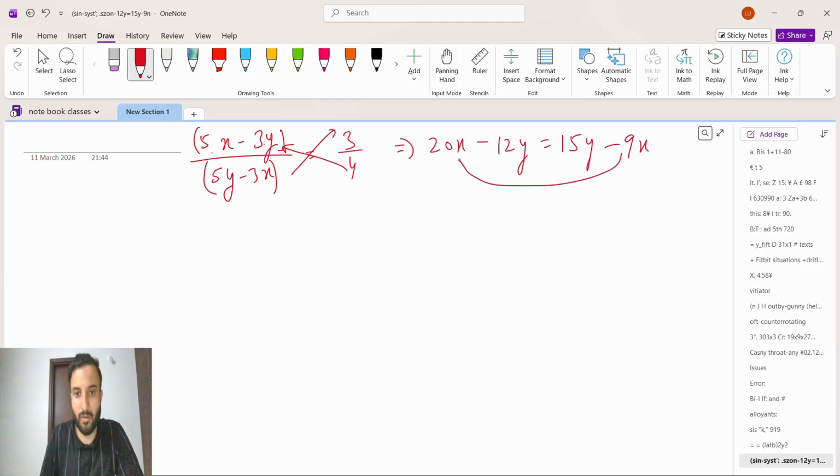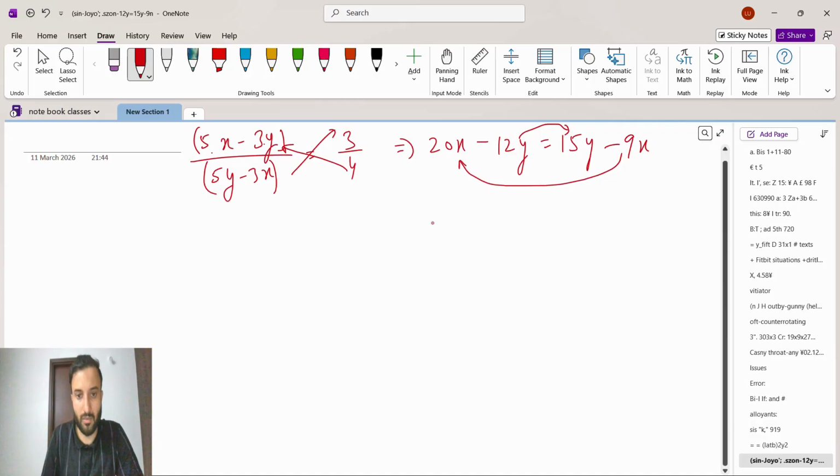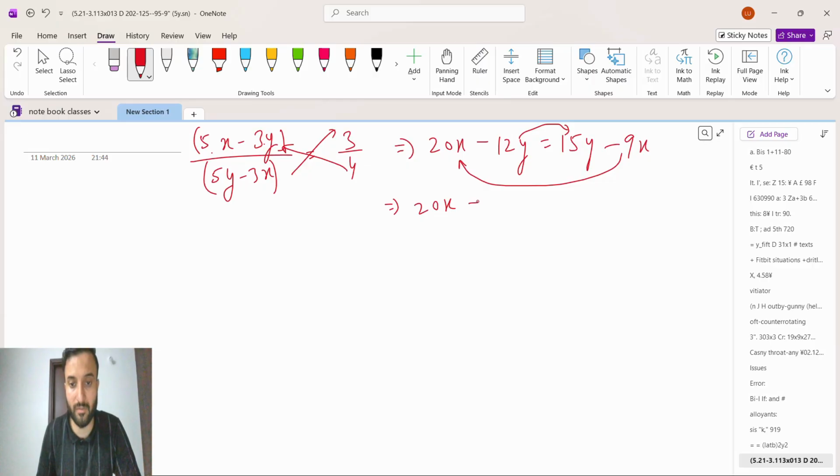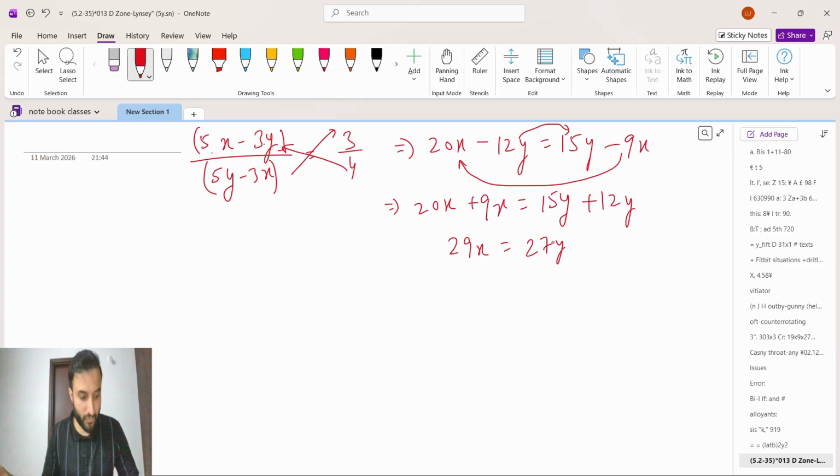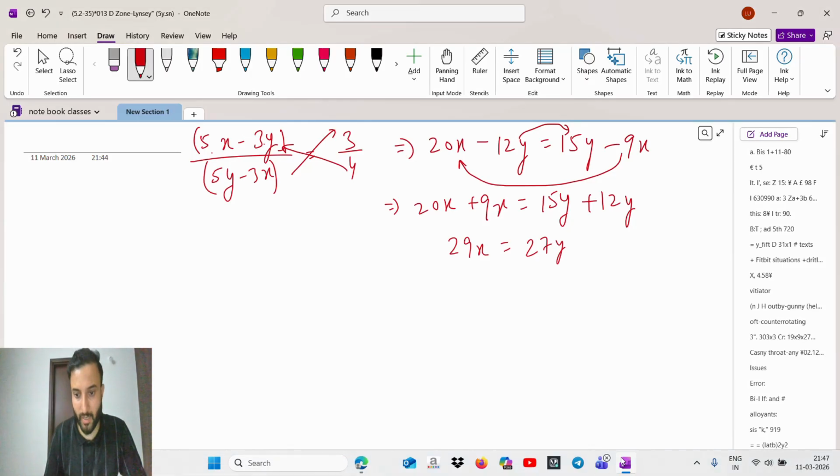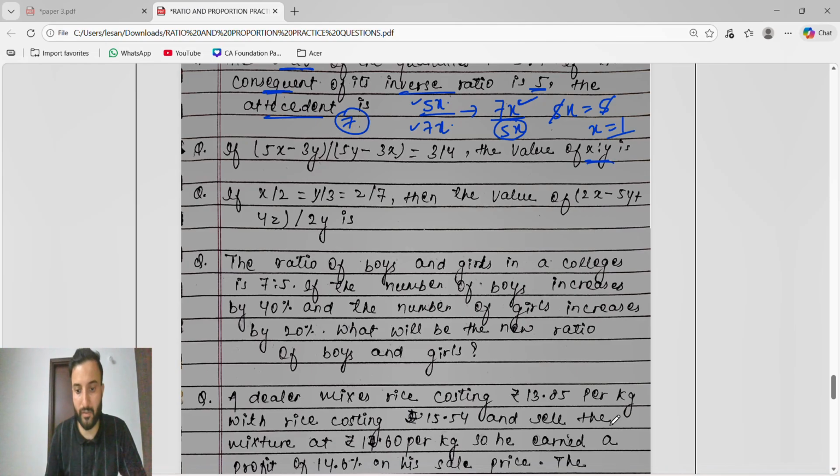Okay bhaiya, x we will bring one side, y we will bring one side. So 20x, this minus 9x will go that side, it will become plus 9x. Then 15y, this minus 12y will go that side, it will become plus 12y. So 20x plus 9x is 29x, 15 plus 12 is 27y. What do we have to find? We have to find x is to y.